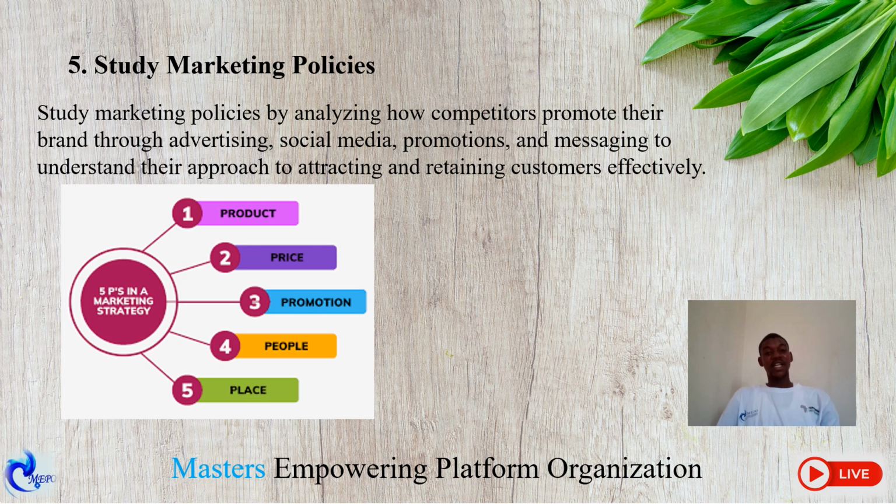The third one is the promotion. And the fourth one is the people: the customers you are living with in the community and also in the society. And the last one is the place. These are the main things in the business.